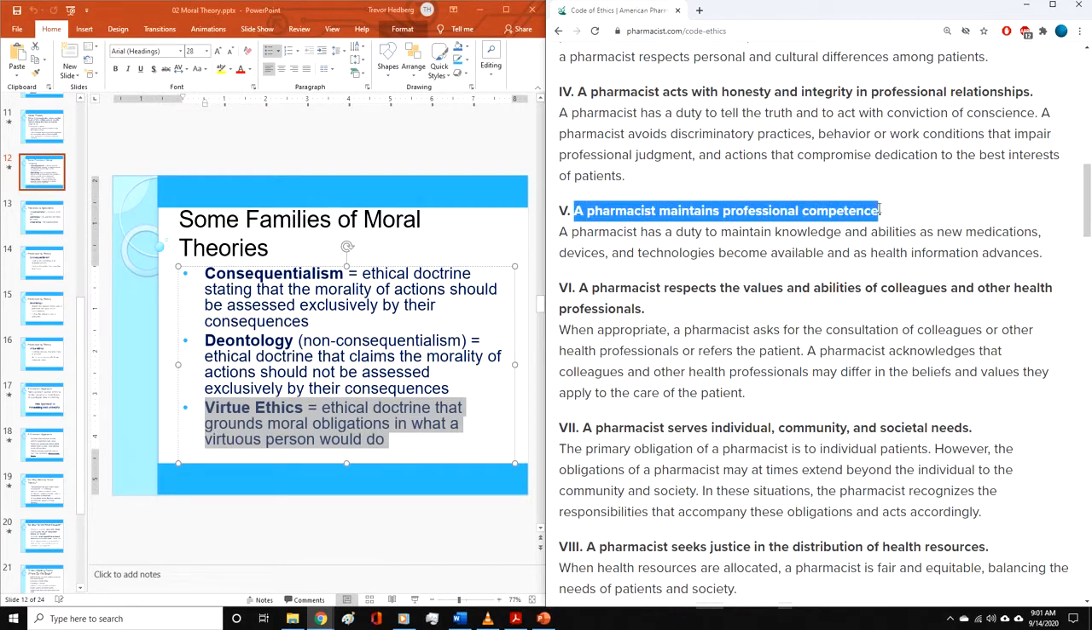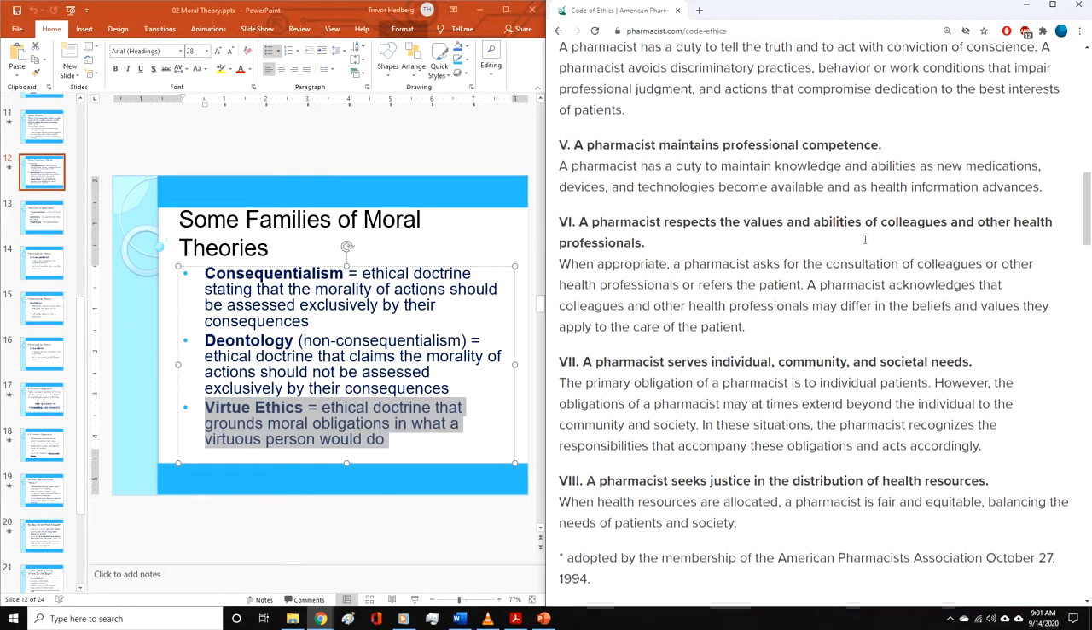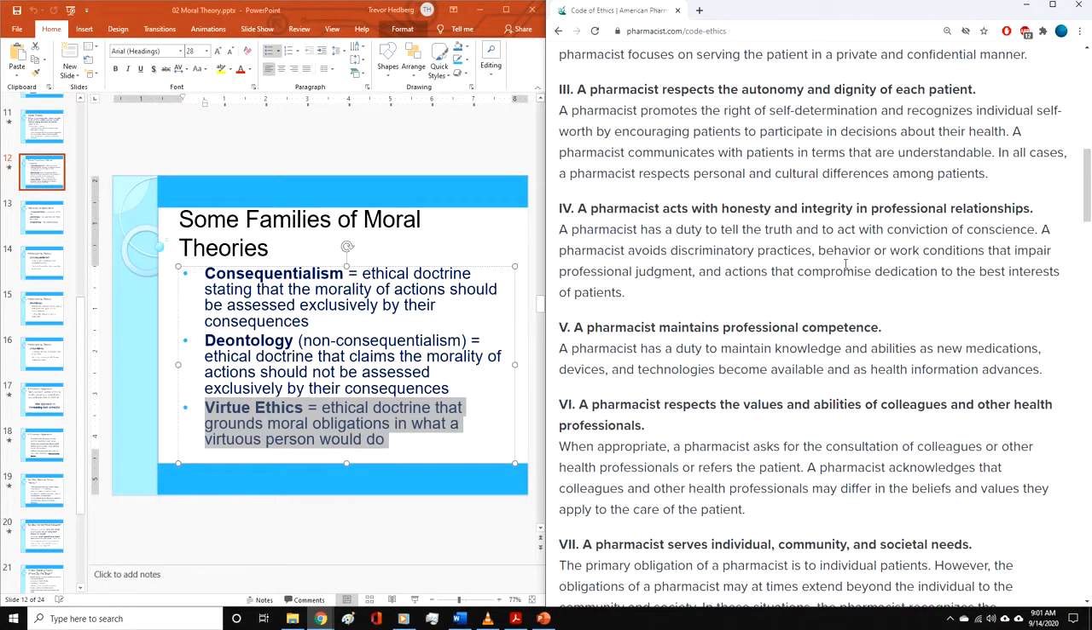A pharmacist maintains professional competence. It's not obvious, but this is another virtue ethical consideration. Because professional competence is basically just a fancy way of saying a professional pharmacist would be someone who is well-educated, smart, has the intellectual virtues of staying up to date in the field, that kind of thing. So this is another character-based obligation, as it were.